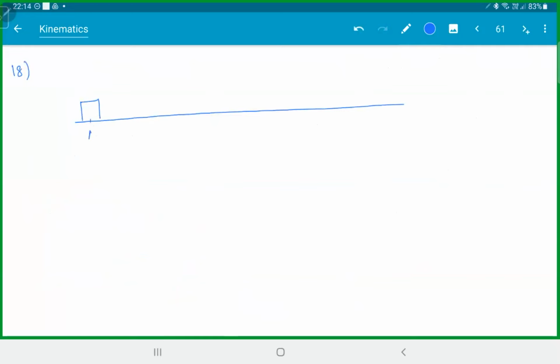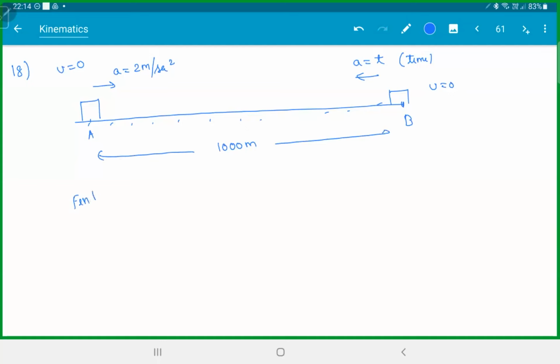So let's say we have a vehicle here, A, which is going with an acceleration a equal to 2 meter per second square. Initially at rest. We have another vehicle here, B, whose acceleration is a equal to t. It's not constant. This is also starting from rest. And the distance between them is, let's say, 1001 kilometer. Find the position where they collide.